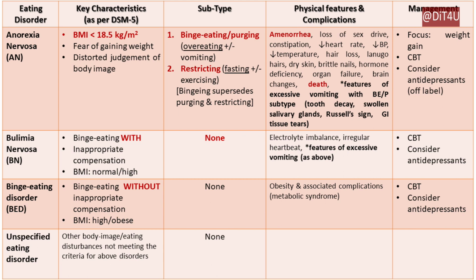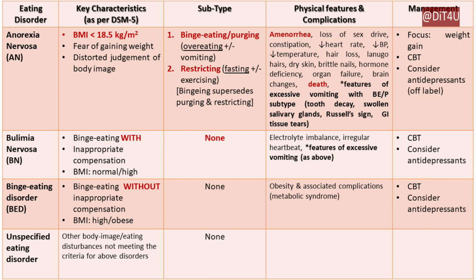Features of excessive vomiting with binge eating or purging subtype could be tooth decay, swollen salivary glands, Russell sign, which is lesions on the knuckles because of inserting the hand to vomit, and GI tissue tears, because vomiting can be very severe and cause gastrointestinal tears. Focus should be on weight gain in management, cognitive behavior therapy. Psychotherapy comes first. Only after that, consider antidepressants such as SSRIs, but they are off-label, okay?